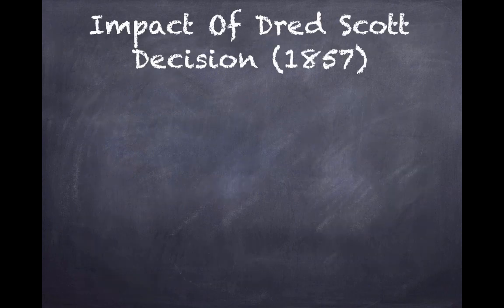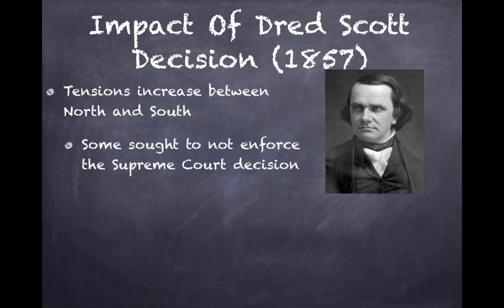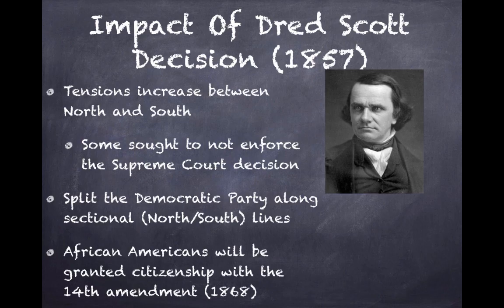All right, so moving on to the impact of the Dred Scott case of 1857, we see continued tensions between the North and the South over the issue of slavery. Some sought to not enforce the Supreme Court decision and just wanted to ignore it. Others felt that it needed to be supported because it was a constitutional decision from the Supreme Court. So ultimately, this did split the Democratic Party along sectional lines. So you had Democrats in the North and Democrats in the South. African Americans will not be granted full citizenship until the passage of the 14th Amendment in 1868, following the end of the Civil War.